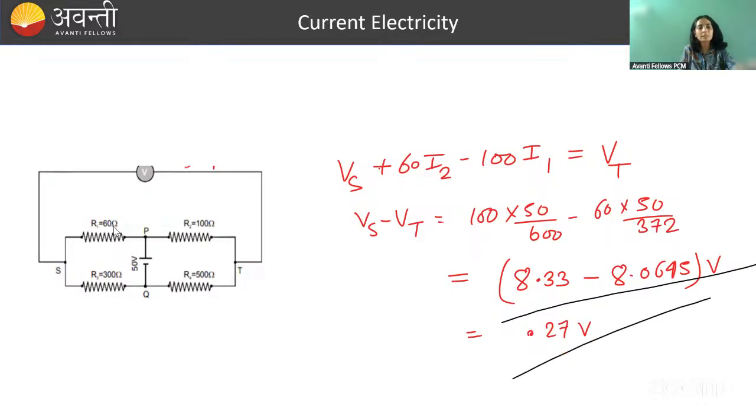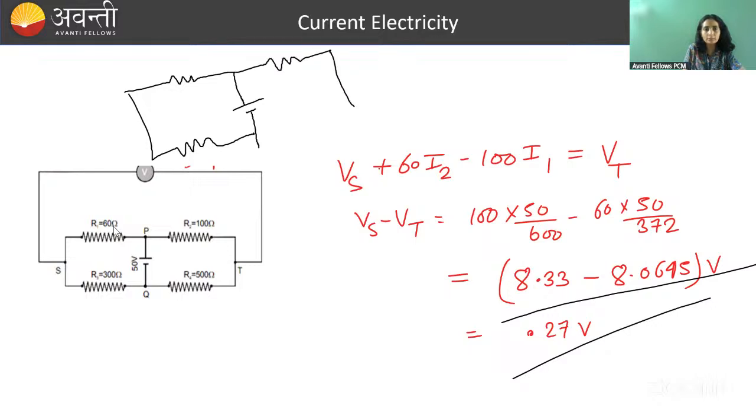ठीक है, so circuit was simple. Circuit हमारा ऐसा ही था, यहाँ एक बैटरी थी, then there was this resistor, and then there was this, and then there was this. There was this point S and this point T. We were required to calculate potential difference between S and T. This was the circuit. Okay, done.